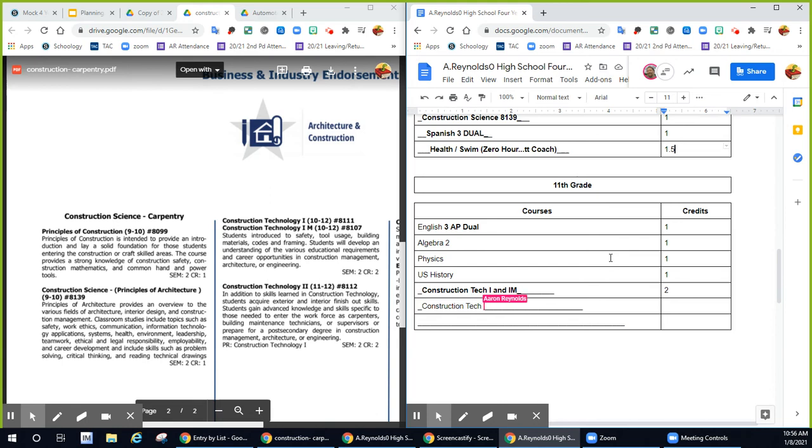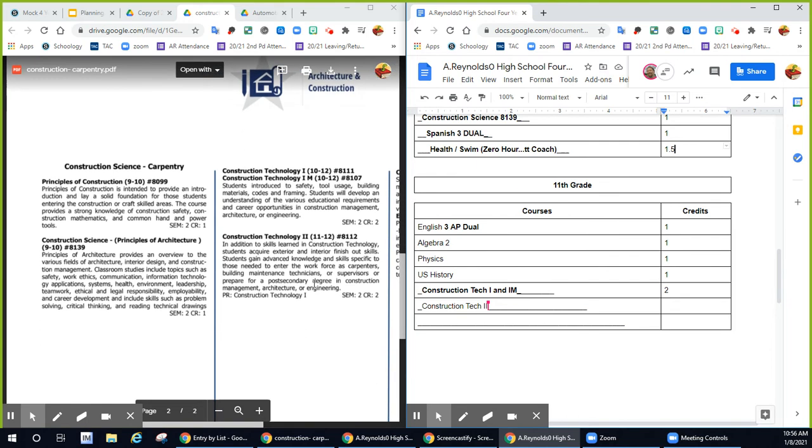So yes, you would take construction 1 and 2, 1 and the management class. And then you can go ahead and take construction 2. Yeah, I believe I can take 2 at the same time. Because these are finishing skills in the second one, and the first one is just educational requirements and career opportunities. So one's kind of how to do it, and the other one's practically actually doing it. Mm-hmm. So then this is 2 credits as well.